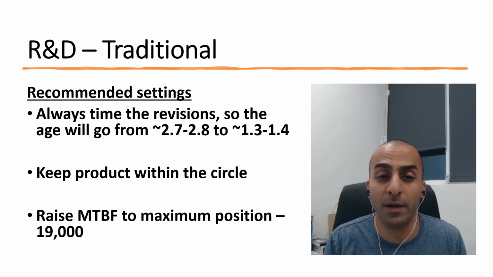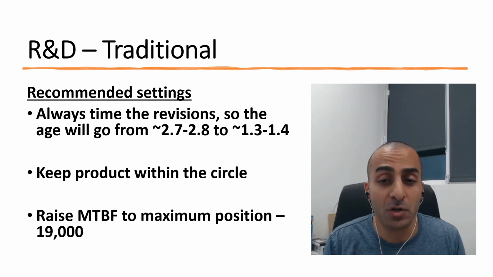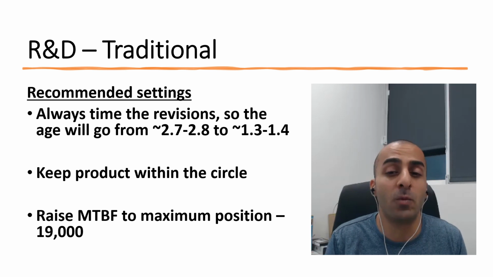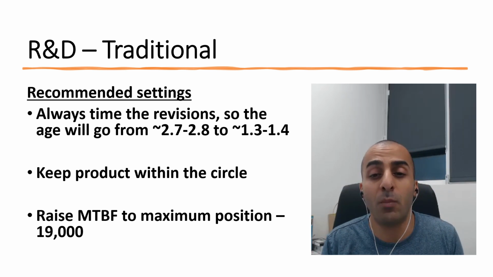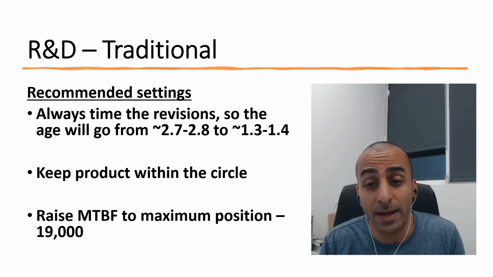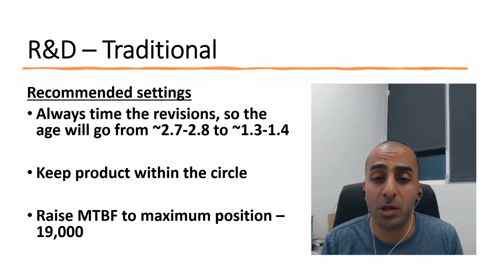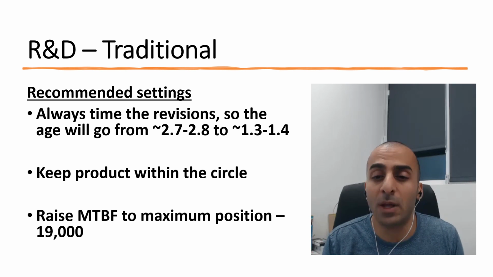So, quick recommended settings. You need to prioritize the age. You always time the revisions so it will go from 2.7, 2.8 before the revision to 1.3, 1.4 after the revision. You always want to keep the product within the circle, and I recommend raising the MTBF to the maximum position. This is my personal preference. It's not a mistake not to do it. So if you decide to keep it at different settings or even to reduce it, know that you can. There is nothing wrong with that.